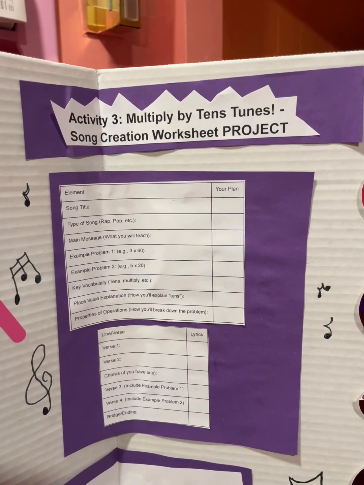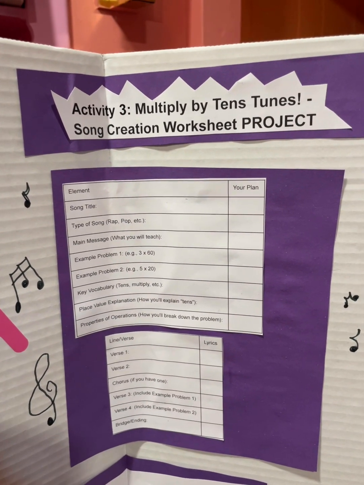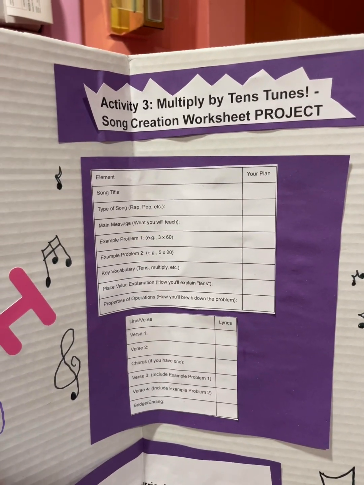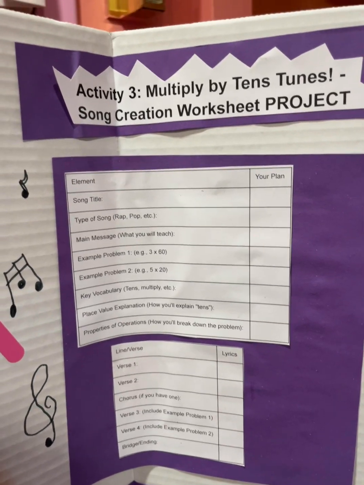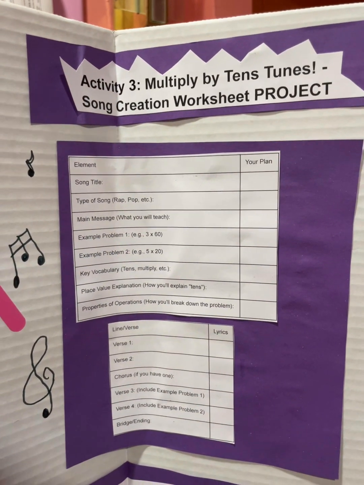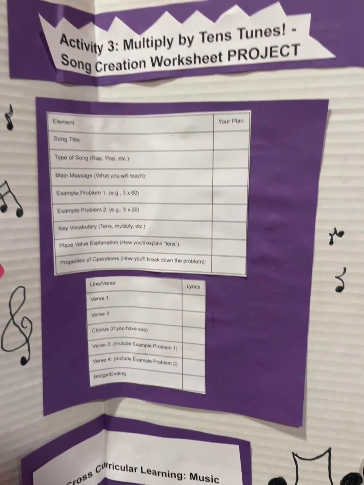For activity 3, this is a project for the students. In this project, they will be asked to write a song explaining how to multiply by tens. This should be very creative and fun. Each element in the song is kind of like the rubric the students would have to follow. These are the components that would need to be included in the song. The objective is to create a song that teaches others how to multiply by one-digit numbers, which is the standard.